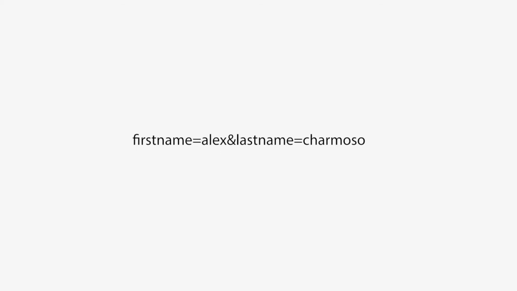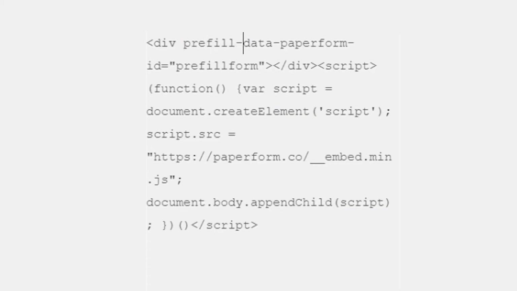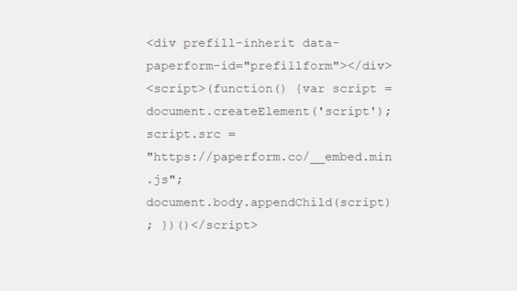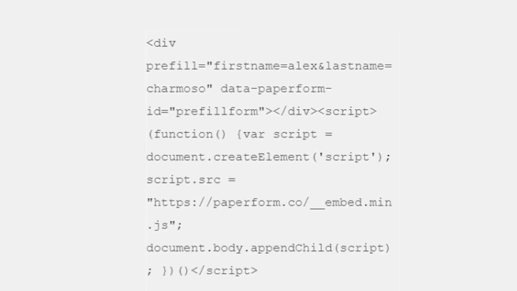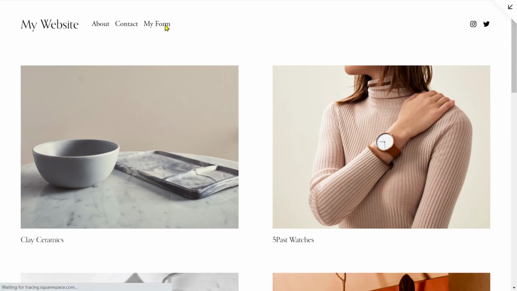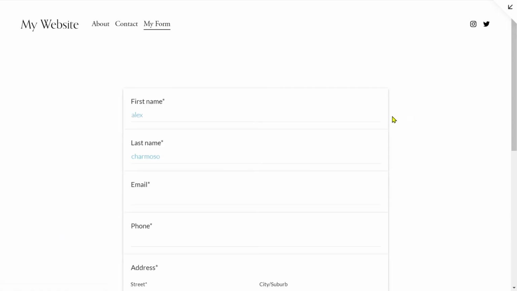Taking a look at our example URL, the query string is first name equals Alex and last name equals Charmoso. We can simply copy that query string and paste it directly into our embed code. Let's look at how we achieve this. In much the same way that we modified our embed code to include prefill inheritance, we simply include prefill equal to, and then house our query string within quotation marks. As we can see, all that we've done is take the query string from our URL and place it into our embed code.